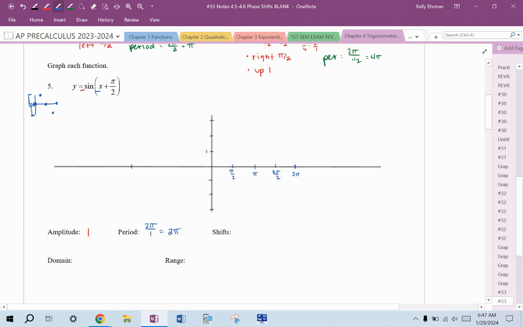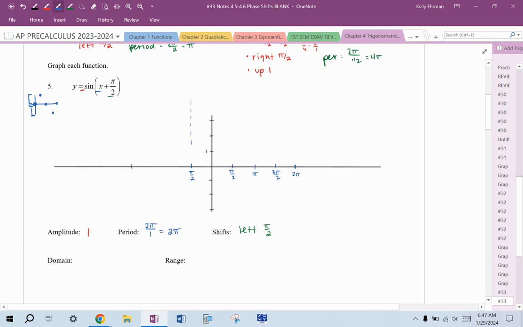All right, what about the shifts? We are shifted to the left pi over 2. So let's look at this. Just like I would do a midline shift, if this got shifted up 1, I would draw a line through the midline. Let's draw a line where the normal starting point is x equals 0. Let's shift that to the left, pi over 2 units, and let's just sketch that in.